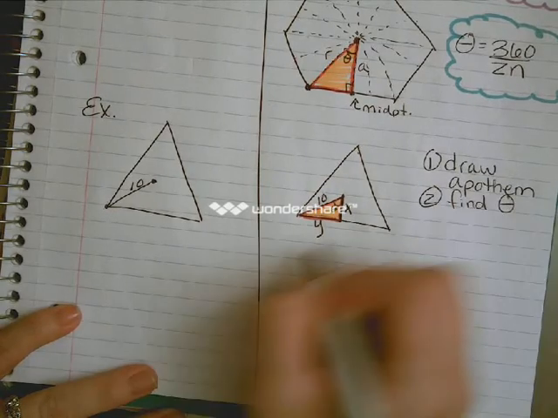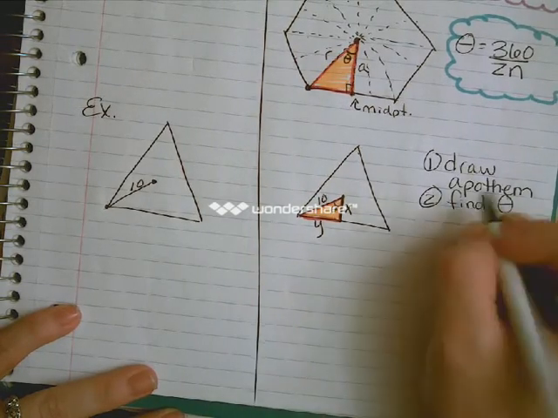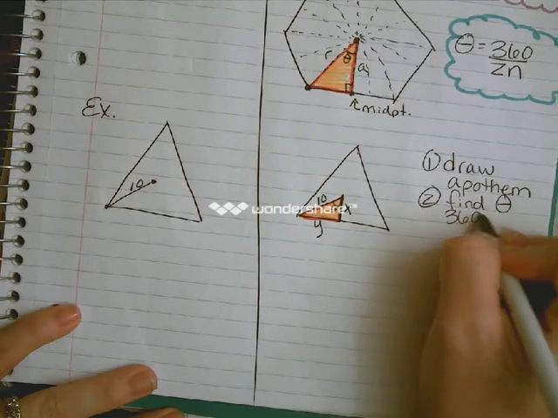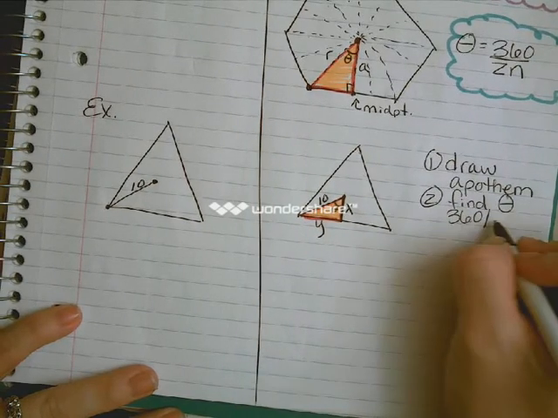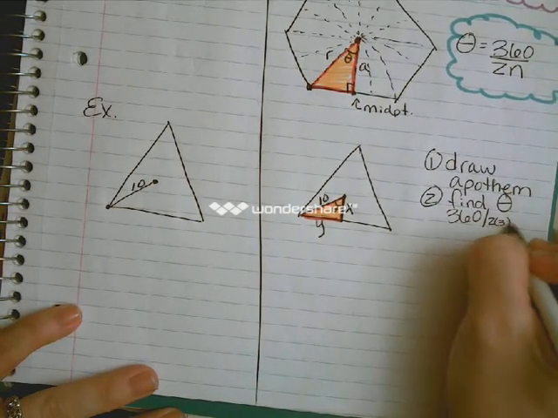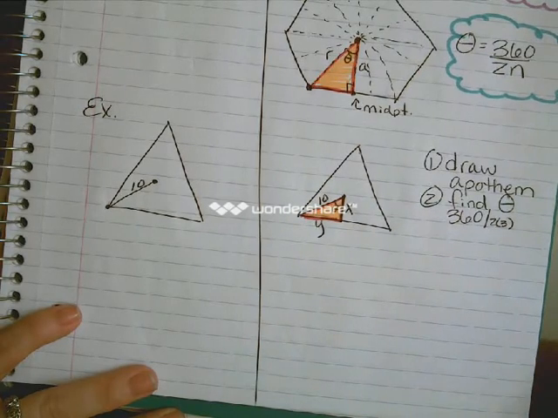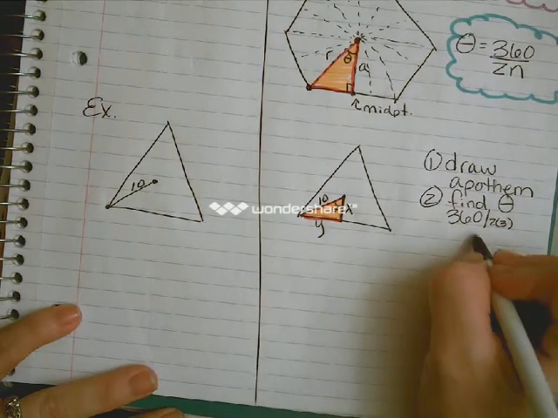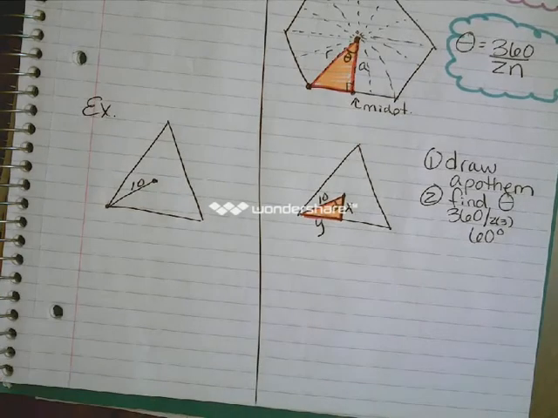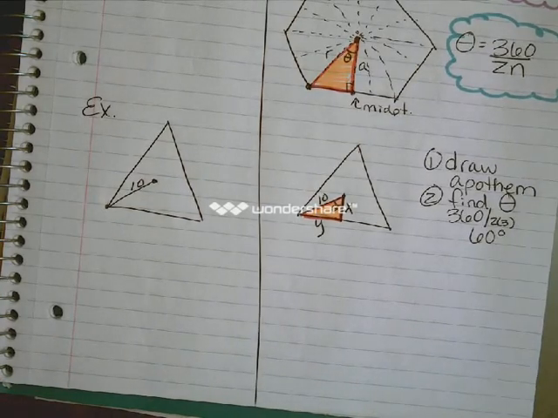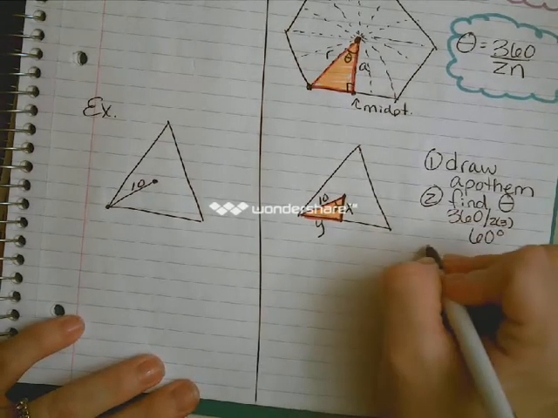In this case, it's 360 divided by 2 times the number of sides, which is 6. So 360 divided by 6 is 60. So I have a 60-degree angle. Okay. Step 3, find the sides of your triangle.